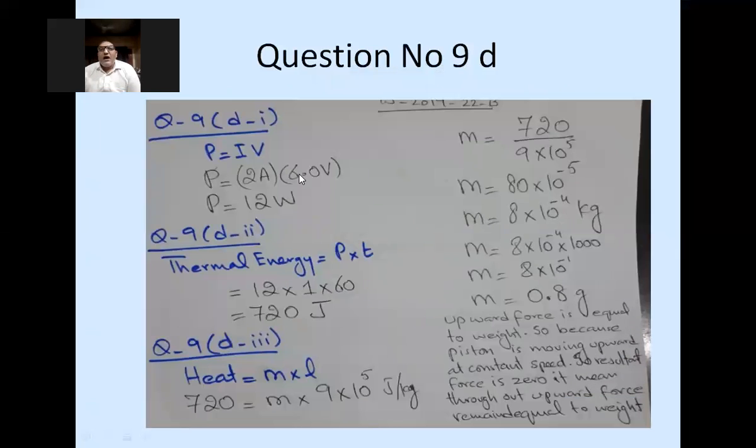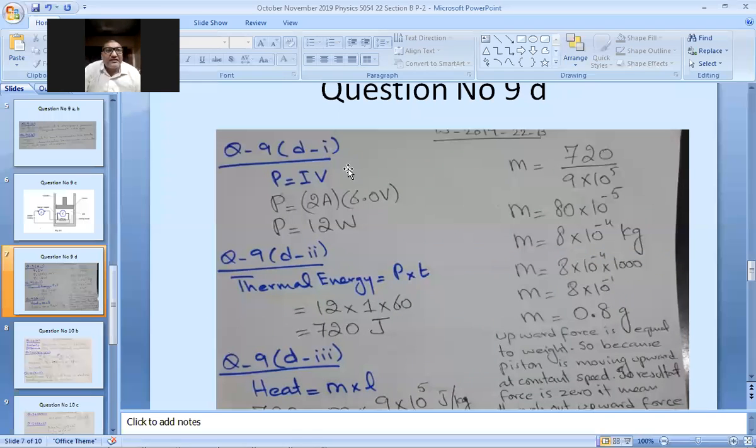Upward force is equal to weight. Because the piston is moving upward at constant speed, the resultant force is 0. It means throughout, the upward force remained equal to the push of the atmospheric pressure and the weight. I just wrote the weight here, but there is also a push of atmospheric pressure. Mention that also in your answer.